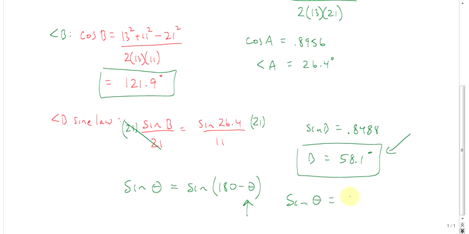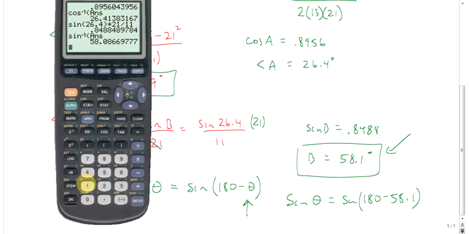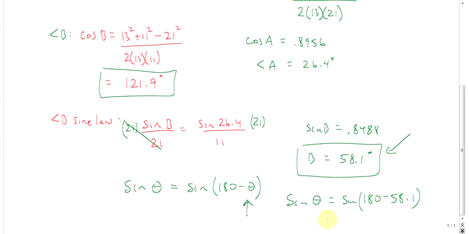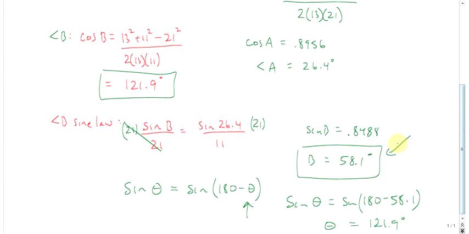Okay? This angle is obtuse. It must be 180 minus 58.1. What's 180 minus 58.1? Oh, look, 121.9. That's what we got with cosine law, wasn't it? Okay? 121.9. Okay? That's why we call it ambiguous sine law. It's because we're not sure if it's the obtuse angle or the acute angle.